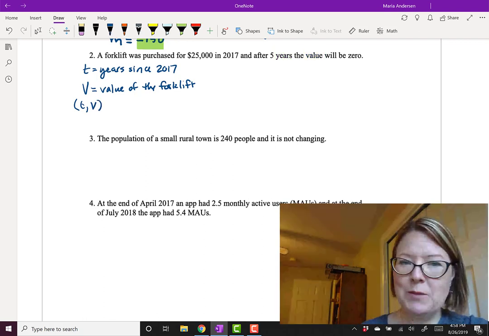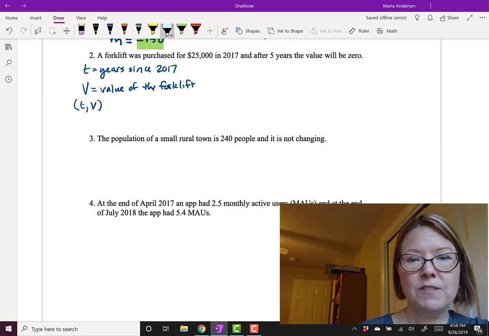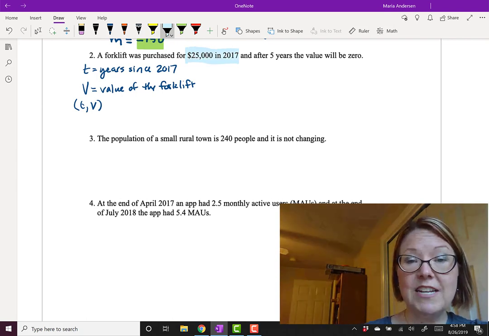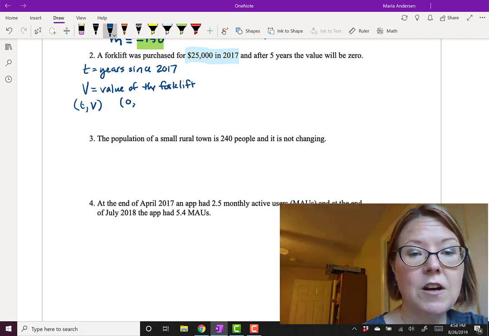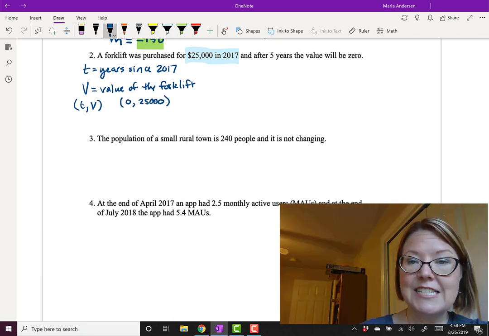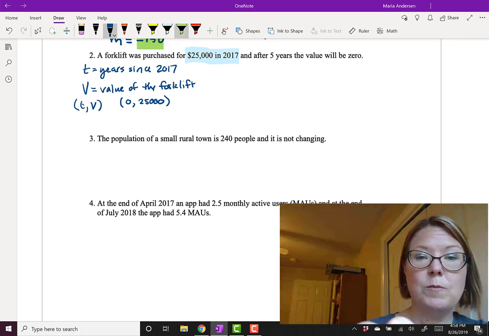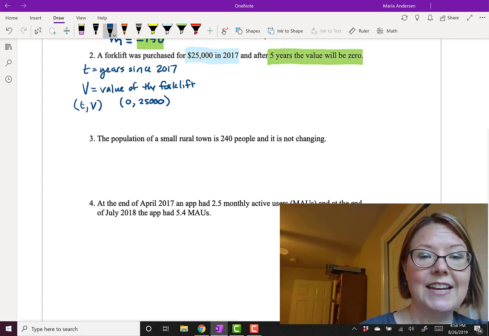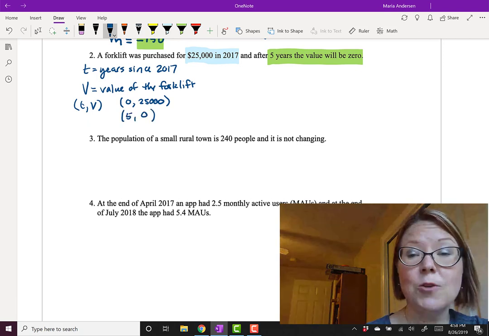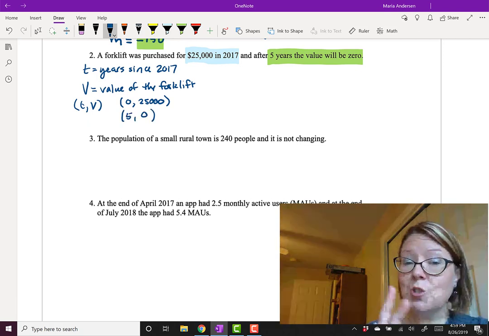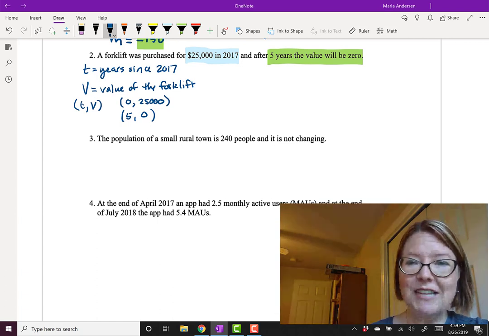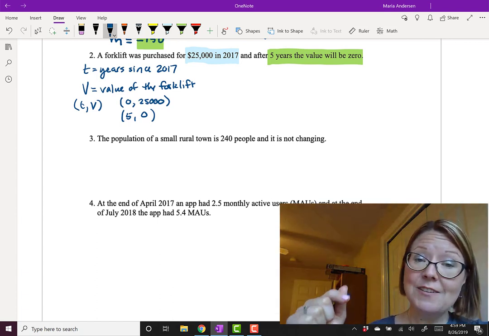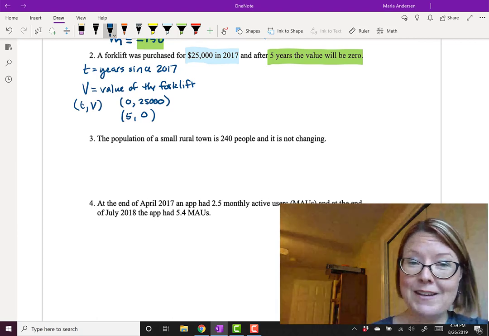Now let's reread the problem. We have a forklift that was purchased for $25,000 in 2017. That's actually a set of values that makes a point. It makes the point 0, 25,000. And after 5 years, the value will be zero. That makes another point at t equals 5. The value is zero. That's 5, 0. Now we have two points, and one of them is the y-intercept. The 25,000 is the y-intercept. So that's great, but we still need the slope. So we're going to calculate the slope first. It's the change in dependent, which is v, over the change in independent, which is t.